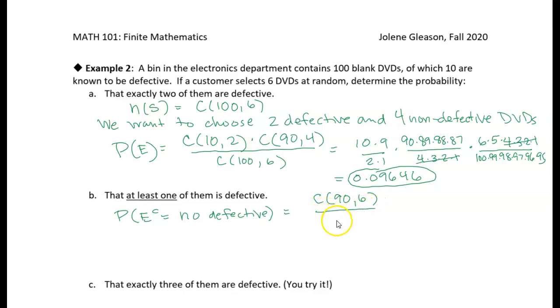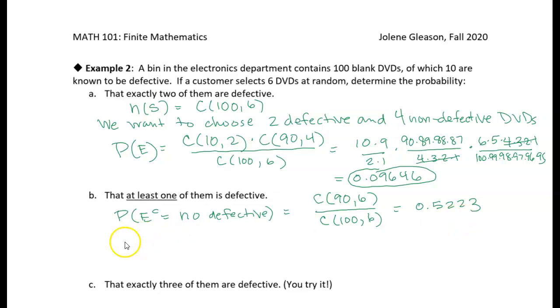But then the total number of ways is still 100 choose 6, right? That'll give us the total number of ways to choose DVDs without restrictions. And so I'm going to assume that you can just put this into your calculator and use the combination function in your calculator to calculate this. When you do it, you get 0.5223, so about a 52% chance that you get no defective DVDs.